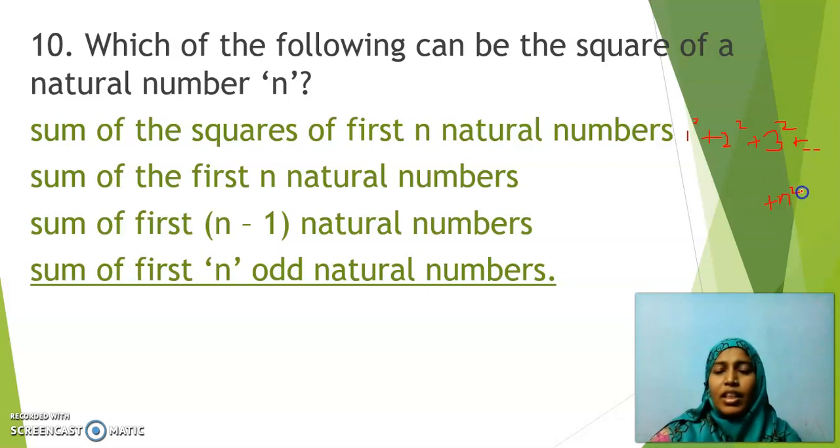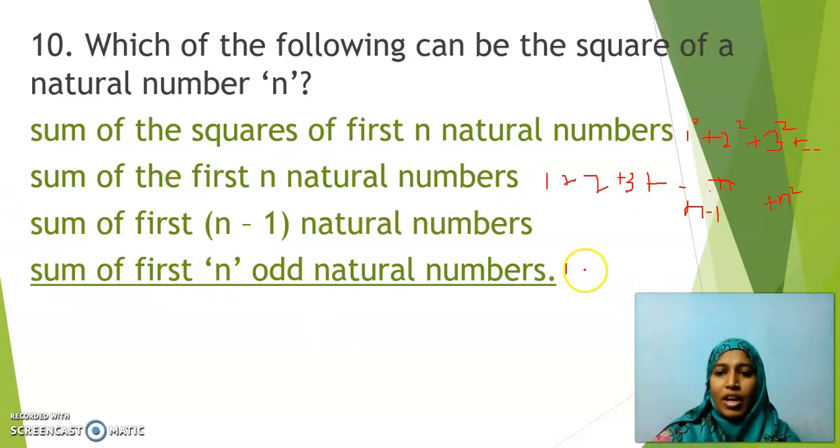Did we discuss anything regarding the sum of squares of natural numbers in the square chapter? No, children, we have not discussed. Sum of the first n natural numbers, without squaring, I am adding simply like this: 1 plus 2 plus 3 plus 4 plus 5 plus etc. up to n. Even this we have not discussed. Sum of first n minus 1 natural numbers means leaving out this n and we will add only up to n minus 1, the previous number. Is it clear? Now sum of first n odd natural numbers.